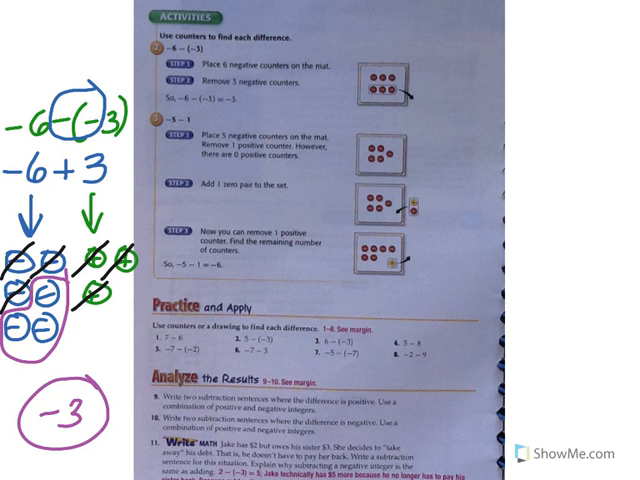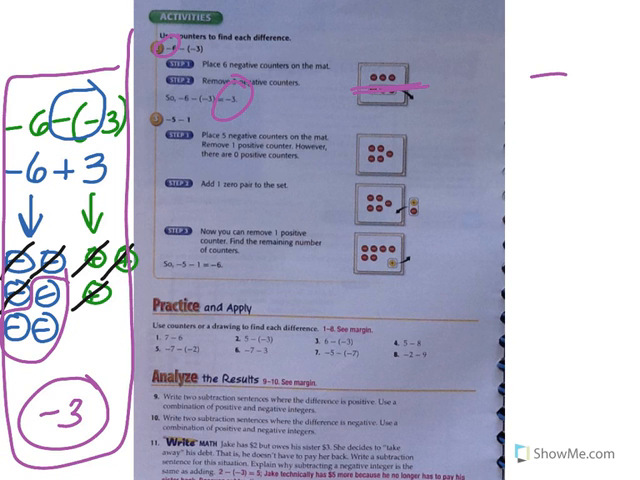They kind of sort of explain it similarly. They say place 6 negative counters on the mat because you have 6 negatives right here, and remove 3 negatives because you're subtracting a negative, so you're going to remove them. And your answer is negative 3. So, I'm kind of liking my way better, of course. This is my way. But if you grasp the book's explanation, go for it. If not, I would change it to what it really is. Minus a negative is an auto plus, plus 3, and so you have to remove 3.